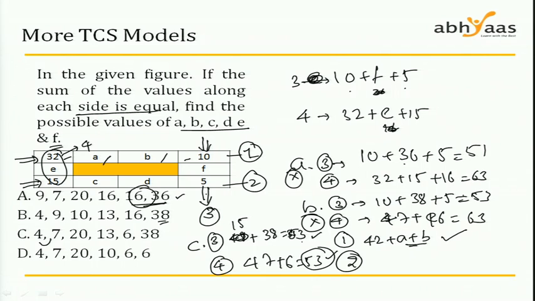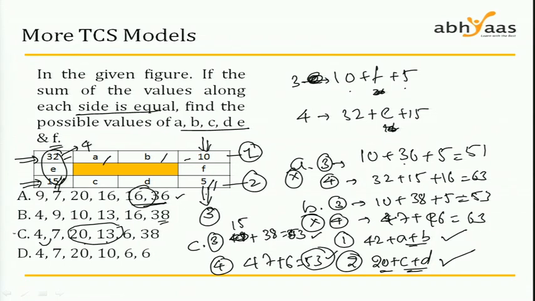Now let's see for the second side. What is the second side? For the second side I have 15 here, I have 5 here. So 15 plus 5 is 20 plus c plus d. C plus d should be how much? It should be 33 to get the total value as 53. So 20 plus 13, is it 33? Yes, 20 plus 13 is 33. 33 plus 20 is 53. So this one is also satisfied.